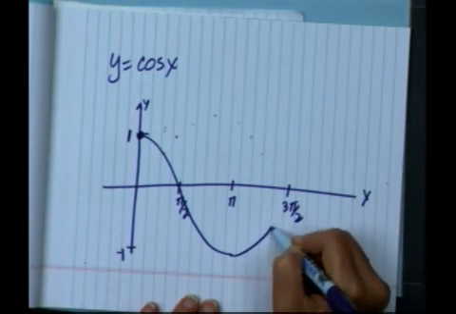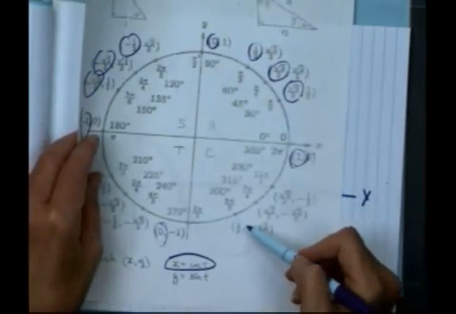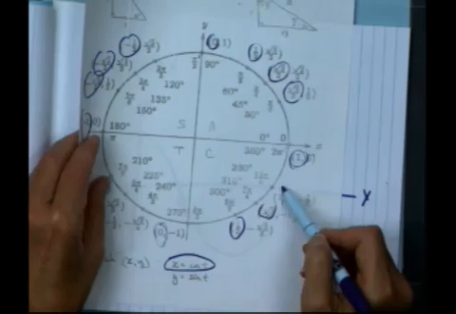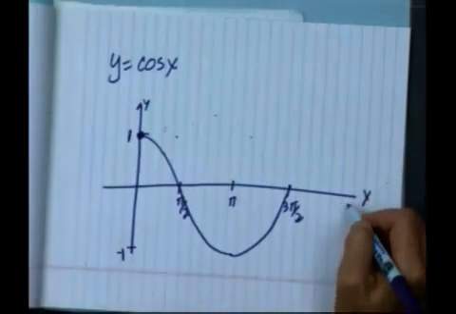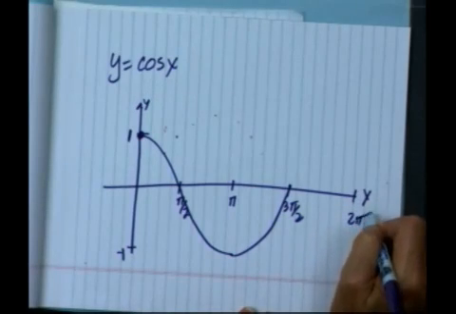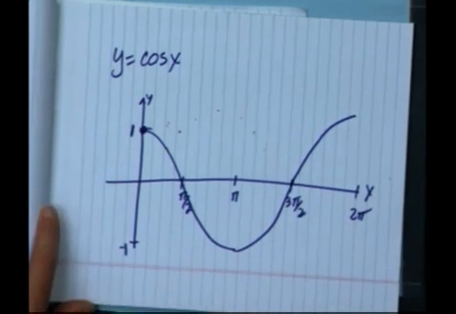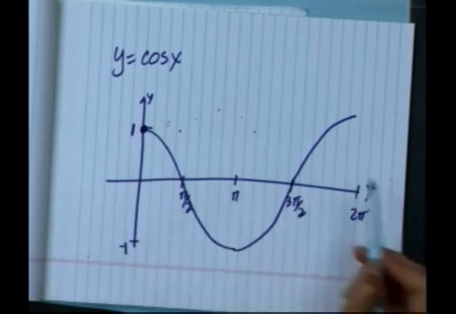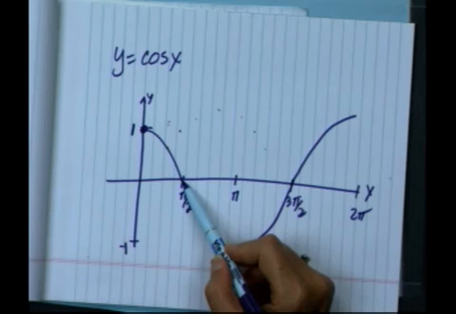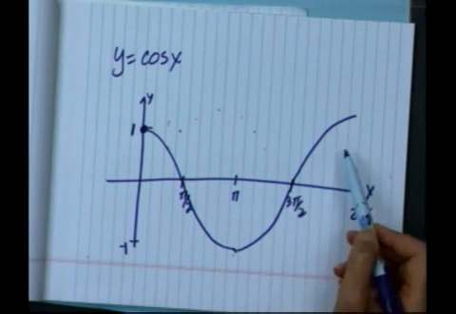It comes around like this. And then once you pass 3 pi over 2, the x values get closer and closer to 1 again. By the time we get back to 2 pi, it looks like that. Okay? And so all I did was go around one time. So the cosine of 0 is 1. The cosine of pi over 2 is 0. Cosine of pi, -1. 3 pi over 2 and 2 pi.